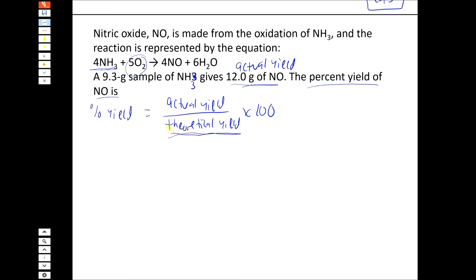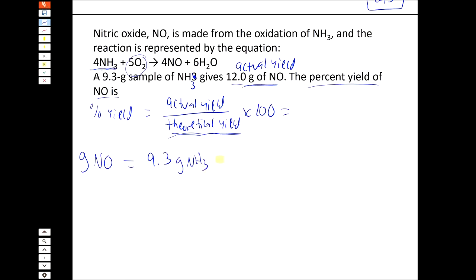So in most problems like this, we give you the actual yield, and then you have to calculate the theoretical yield on the way to getting percent yield. When we calculate the theoretical yield, that's just the mass of the product, in this case NO, that can theoretically form from the limiting reactant. So NH3 is the limiting reactant. It's the only one that we have the amount of. So we're going to just do a mass-to-mass stoichiometry problem to figure out how much NO could form from this.